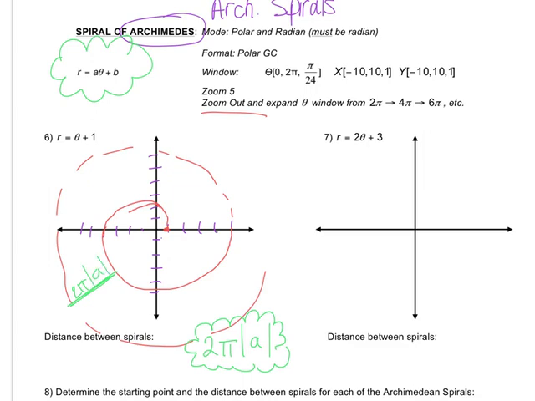So if we look at the second one, number 7, and plug that into your r equals 2 theta plus 3, and zoom 5. So right away you can see that spiral is much larger than our first one. We don't get quite as much of a complete picture. But let's just see what we can graph of that so far.